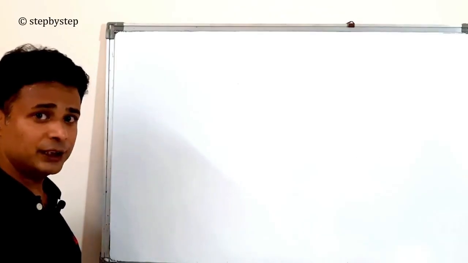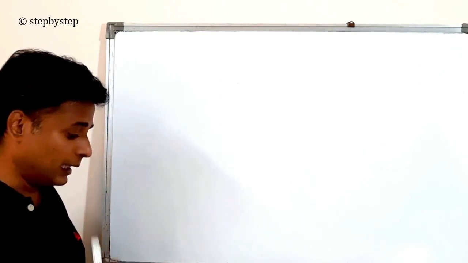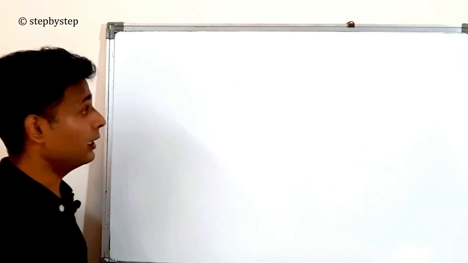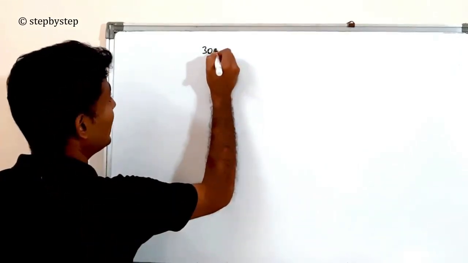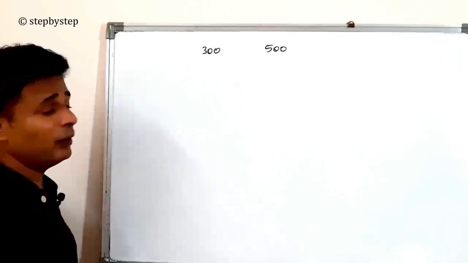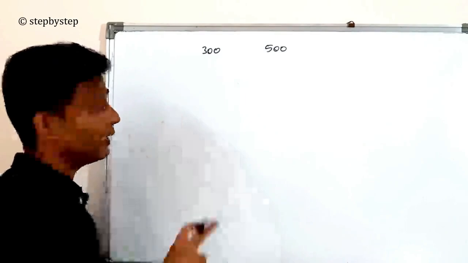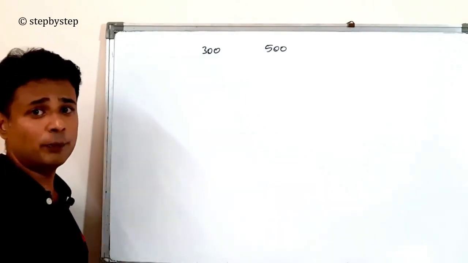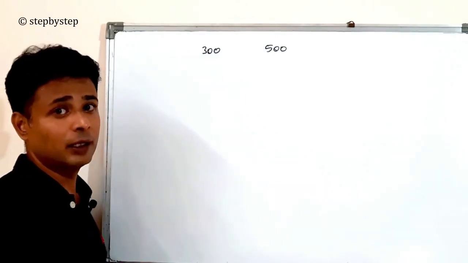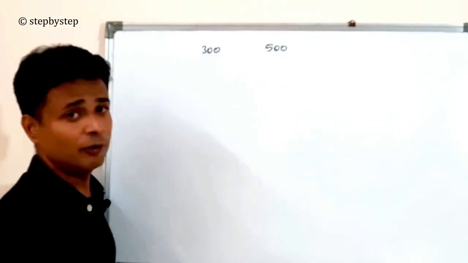Now the fourth question. Find the sum of all multiples of 6 lying between 300 and 500. Remember, whenever you have a question where they say in between, even though 300 is divisible by 6, 300 will not be counted because it's supposed to be in between. So it has to be after 300 and before 500.